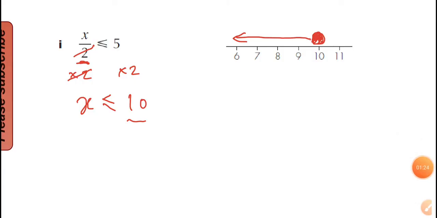So if they asked you for the largest value of x, the largest possible value of x, then the answer would be 10, because x can be 10, because equal to, as you can see in the sign here.